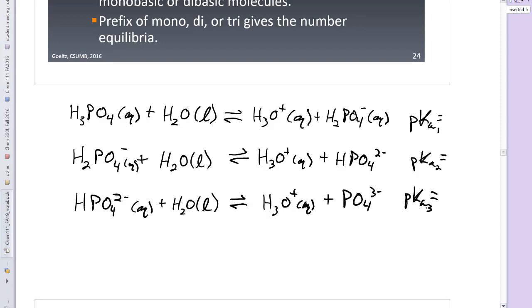How am I going to look up these pKa's? What you want to do in each of these is look up the most acidic molecule, and then whatever you find, an article or a reference will typically list all the pKa's for that molecule. In this case, it will list pKa1, pKa2, and pKa3 in order of acidity.